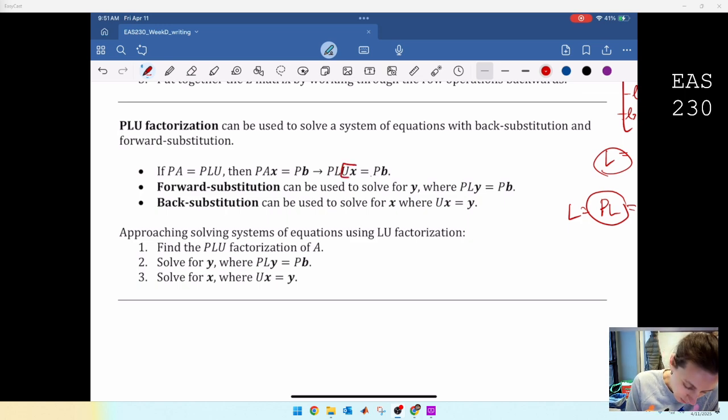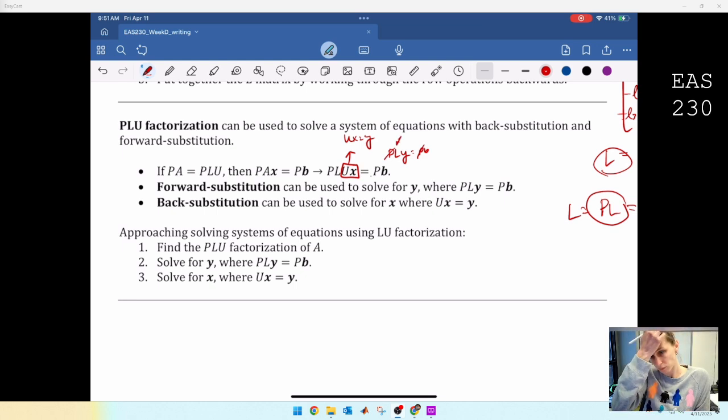But the same thing, we're going to break this out, say UX equals Y, and then the other piece becomes PLY equals PB. We can ignore the P's where L is not a triangle matrix. Just as a note, if you don't write them separately, then you cannot ignore the P's. But we can use this to solve for Y first, and then plug it in here and solve for X. And that's how we use it to solve our systems of equations using PLU factorization.